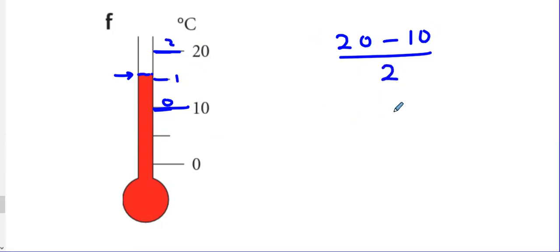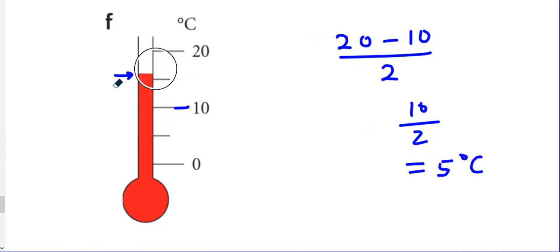20 minus 10, that will be 10, divided by 2. That will be 5 degrees centigrade. So it means that each line here is 5 degrees centigrade. So from here, this is 10, add 5, this will be 15. Now this reading is just above 15, just above 15.